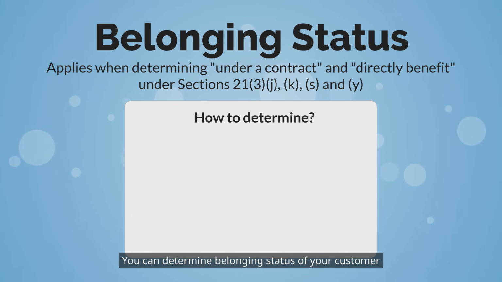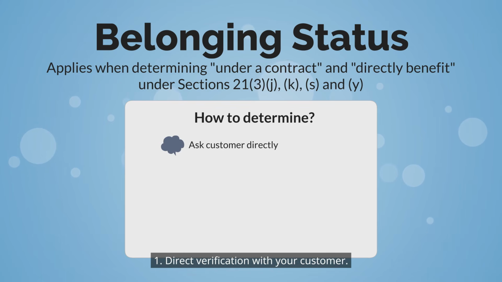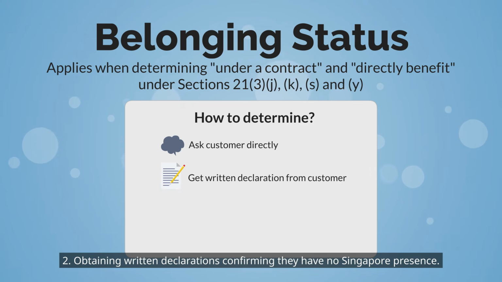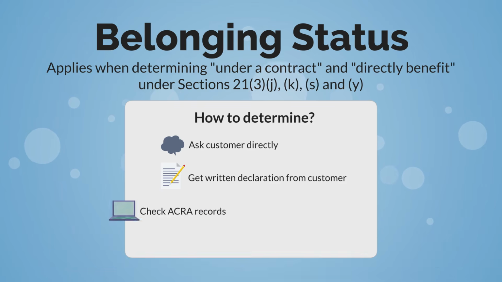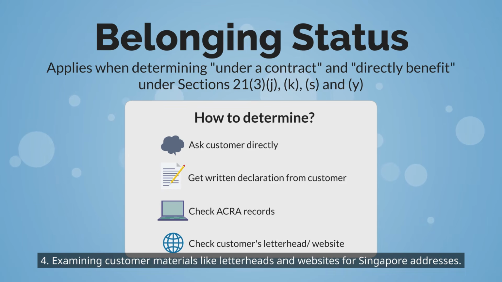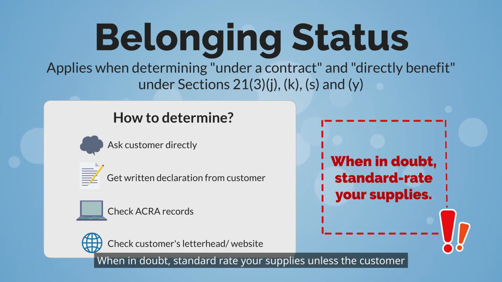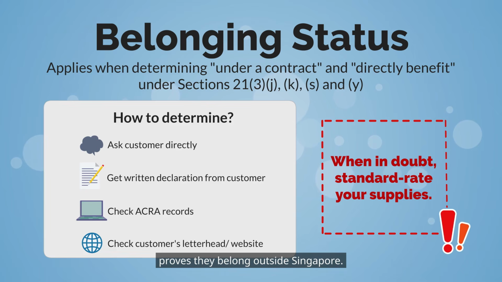You can determine belonging status of your customer through 4 administrative approaches. 1. Direct verification with your customer. 2. Obtaining written declarations confirming they have no Singapore presence. 3. Checking ACRA's business portal for incorporation status. Or 4. Examining customer materials like letterheads and websites for Singapore addresses. When in doubt, standard rate your supplies unless the customer proves they belong outside Singapore.